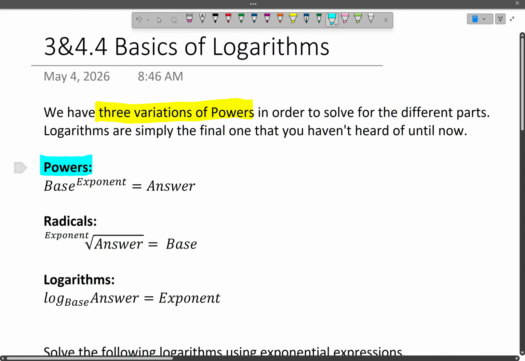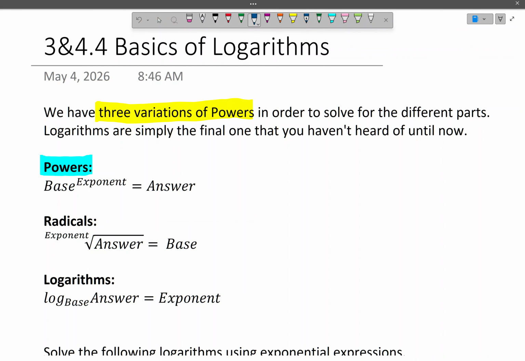So first of all, we have powers. Powers follow the normal rule that we're used to: base exponent equals an answer. So 2 to the exponent 5 equals 32, for example. And powers are something that you've learned about for many, many years, at least grade 9, but you've probably even seen squares and cubes prior to grade 9.